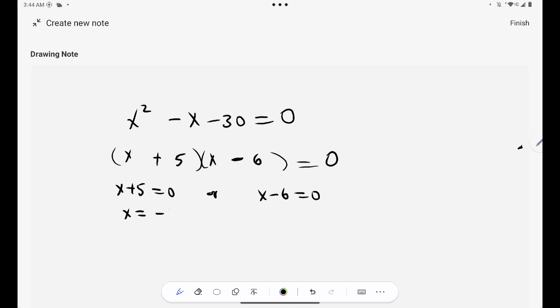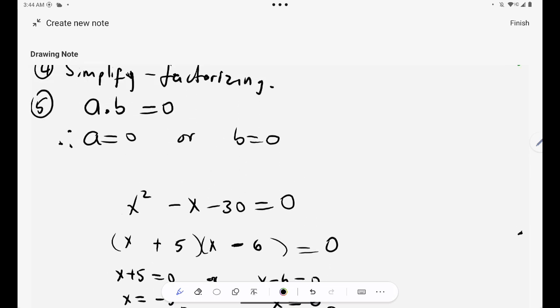So x is equal to negative 5. Whenever you take a number to another side of an equal sign, it changes the sign. Then x is equal to 6. This is how you solve x.